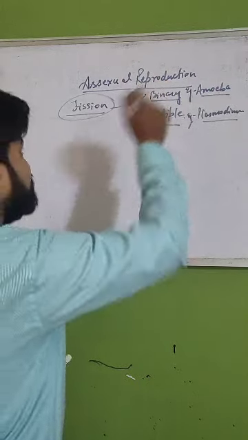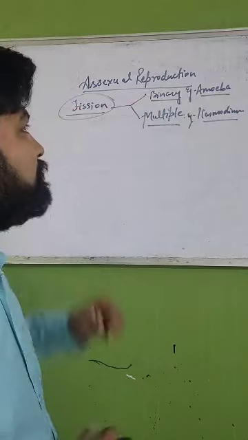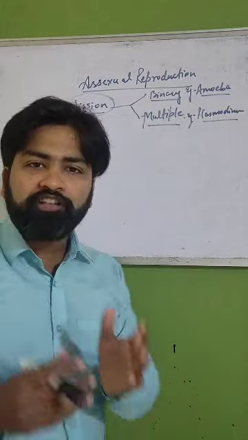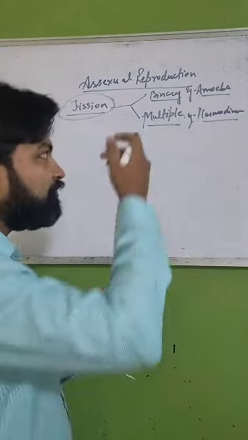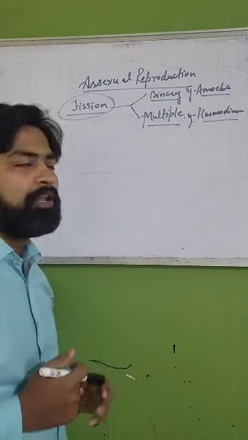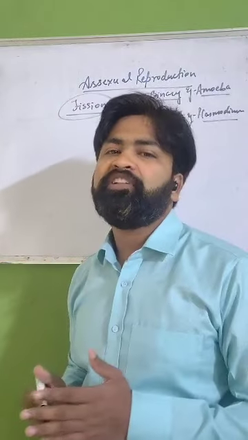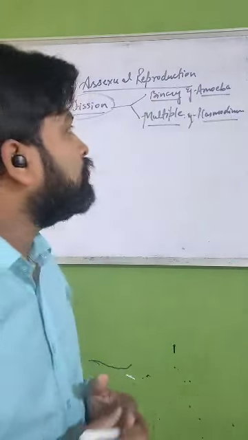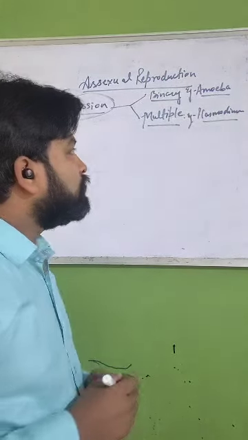So both these things, binary fission and multiple fission, are types of fission. In binary fission, the organism is divided into two new individuals, as in the case of amoeba. And when we talk about multiple fission, the organism is divided into two or more than two individuals.